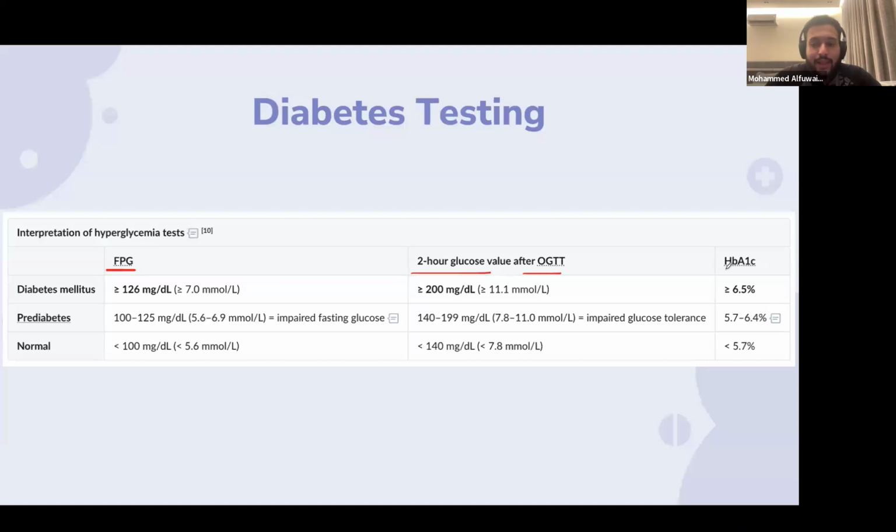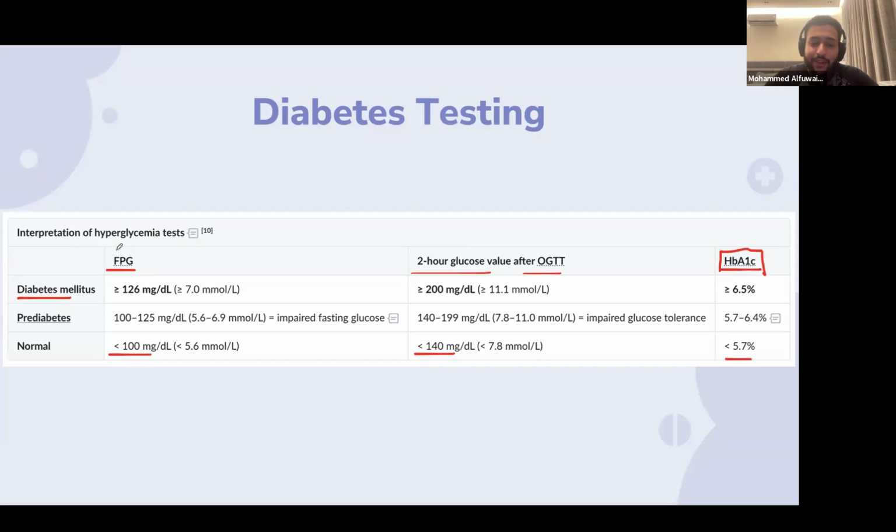The last one is HbA1c, which is a very important lab result, and I'll explain why later. For the normal values of all of these, the first one is the fasting blood glucose levels. It has to be less than 100. For 2 hours, it has to be less than 140. And for HbA1c, it's less than 5.7%. Okay?